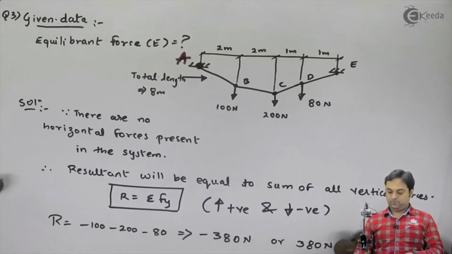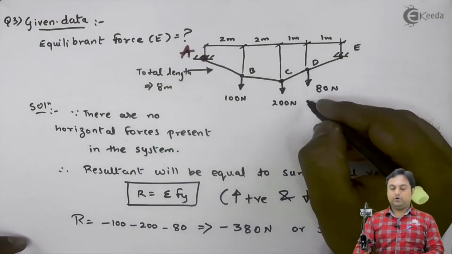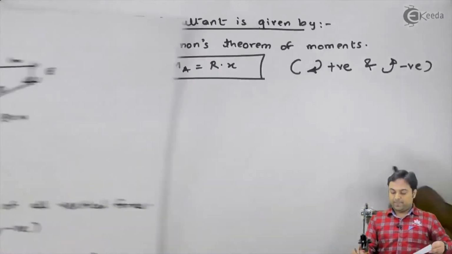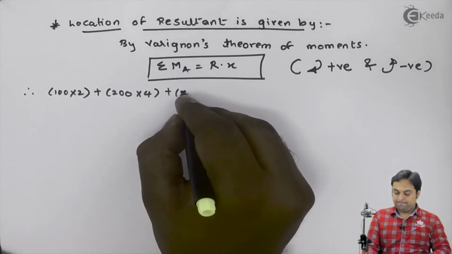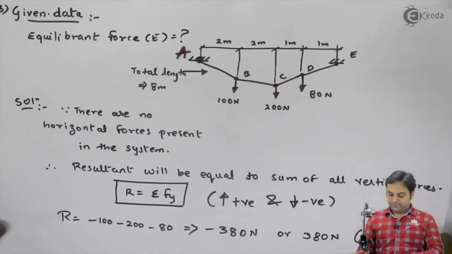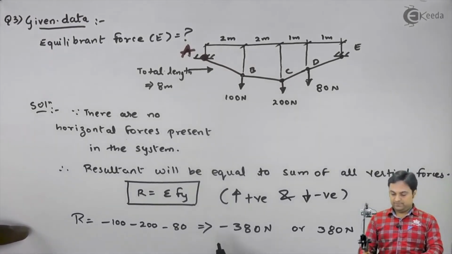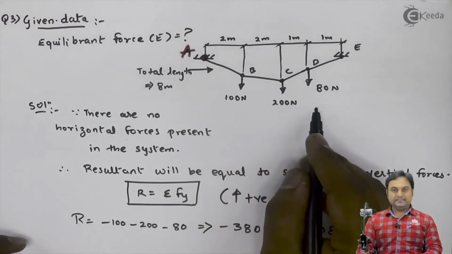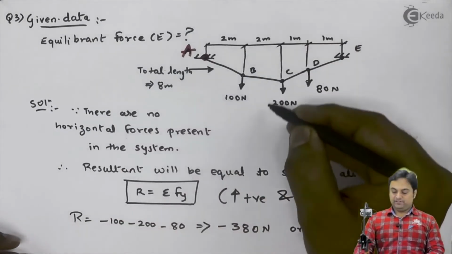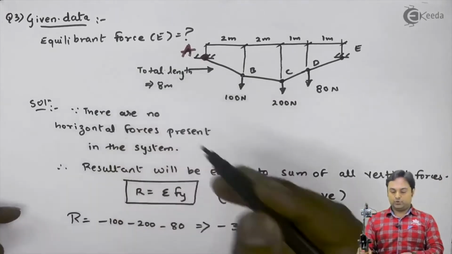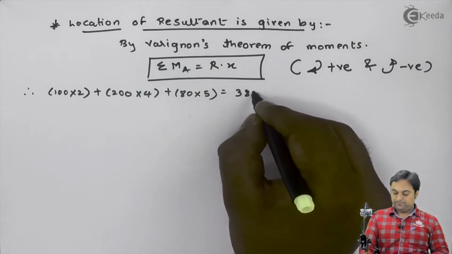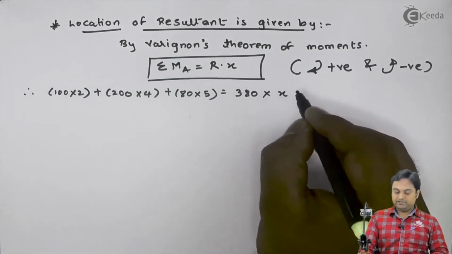Then, 80 Newton is acting downward. Distance from point A is 5 meter, so plus 80 into 5. The resultant value was 380 in the downward direction. As 100, 200 and 80 are also downward and producing clockwise moment, if the resultant is also downward, it will also produce clockwise moment. So the resultant value is 380, clockwise, that is positive, into x.